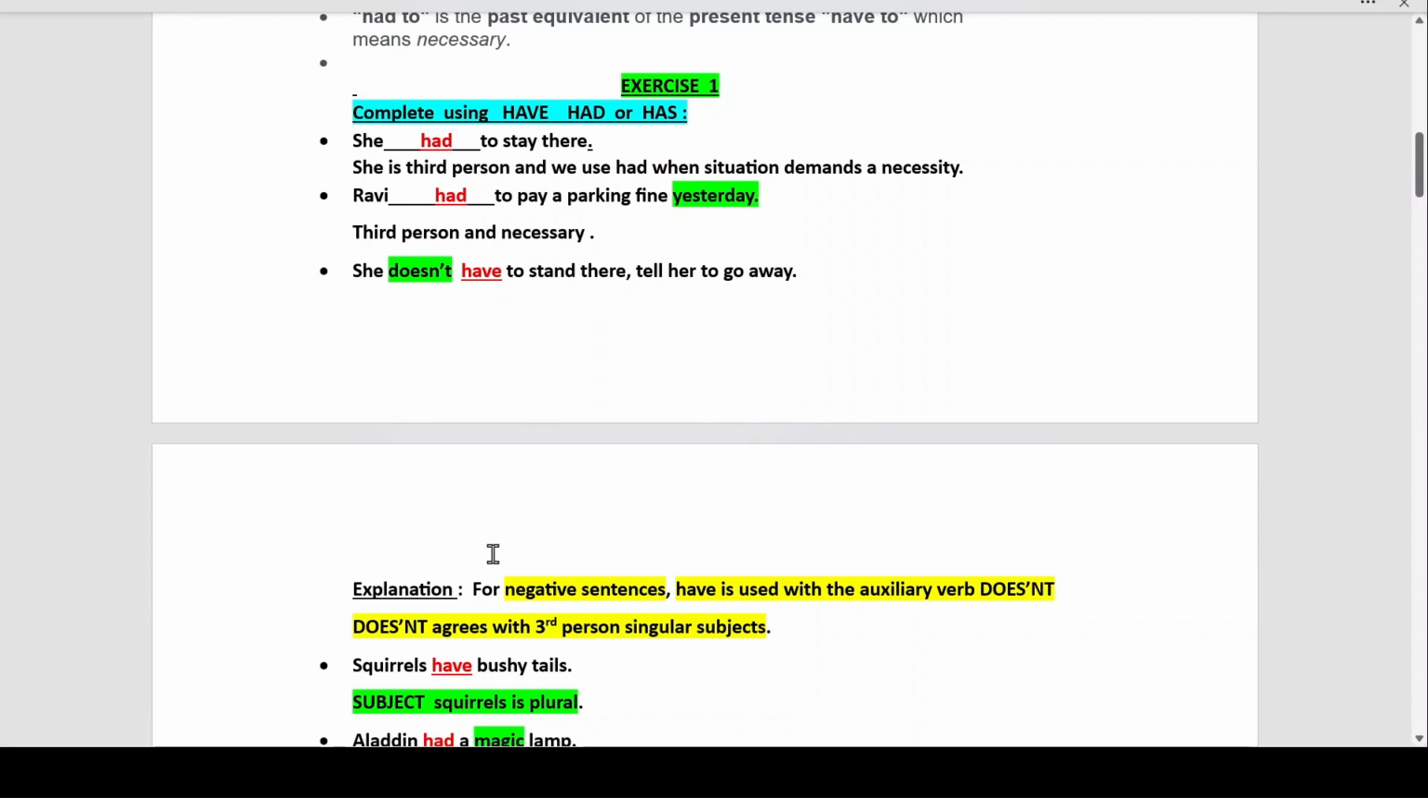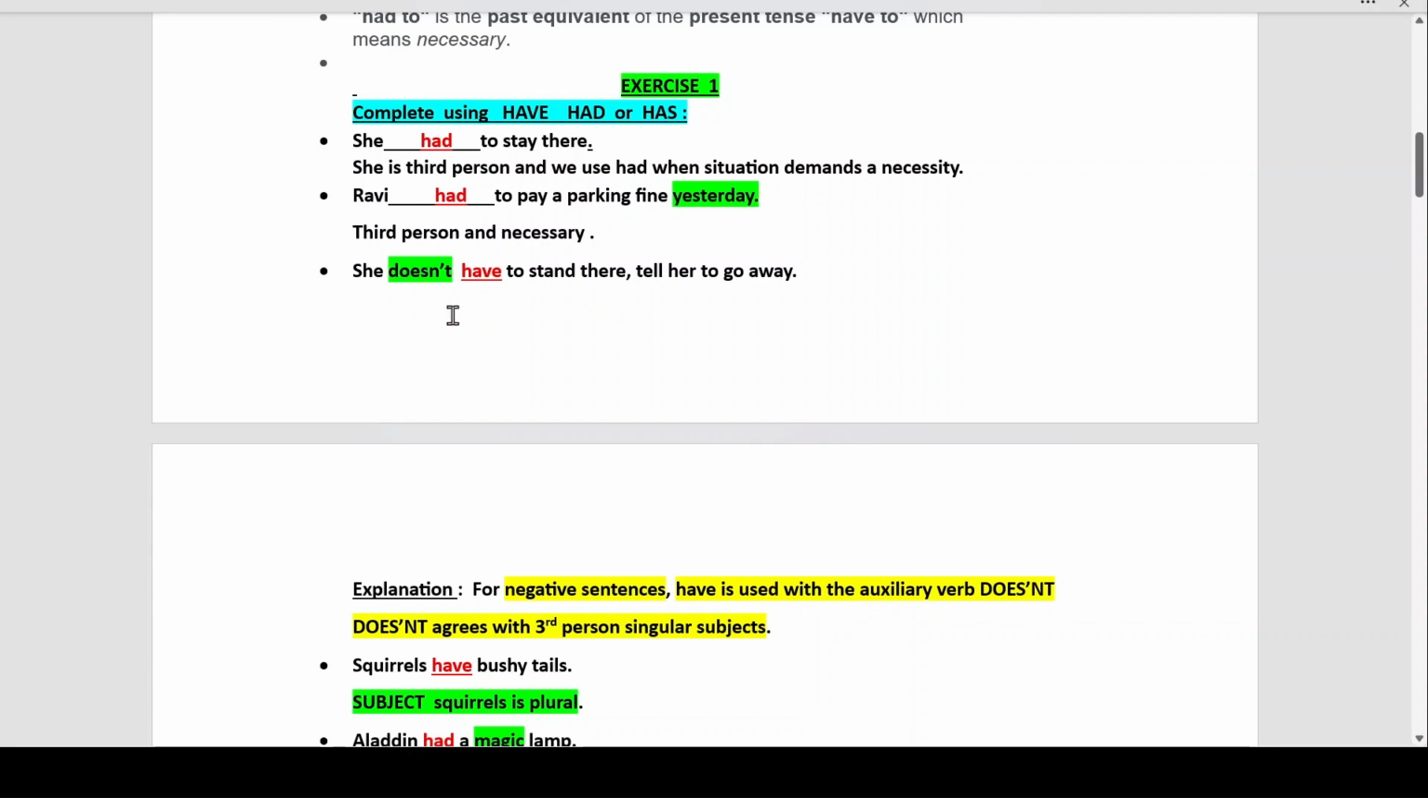Okay. So the explanation is for negative sentences, have is used with the auxiliary verb doesn't. Wherever doesn't comes in your sentence, then you will use the verb have, not has, after the subject she. Okay. Now, doesn't agrees with third person singular subjects. Because it is doesn't, therefore we will use have. And doesn't is used for negative sentences. So you will not say she doesn't has to stand there. Tell her to go away. You will write she doesn't have to stand there.